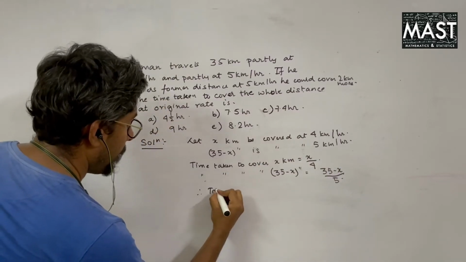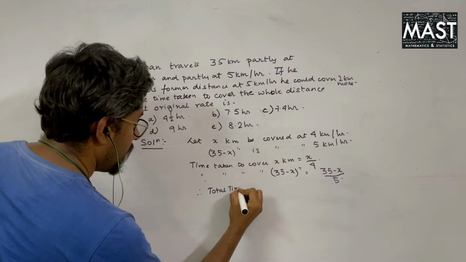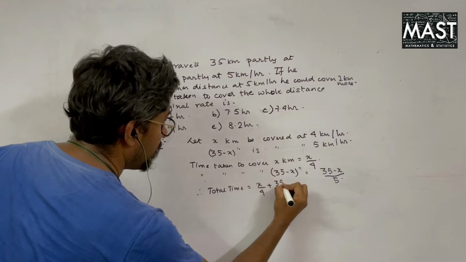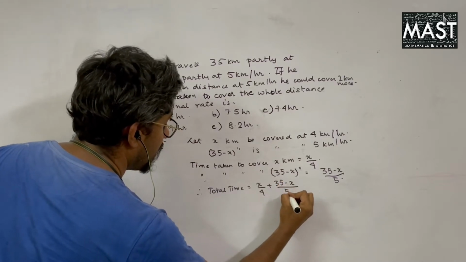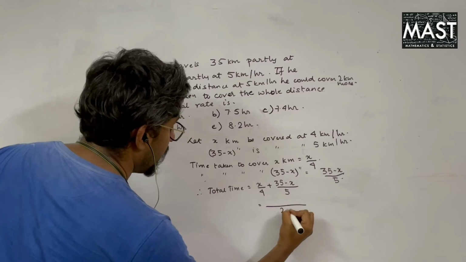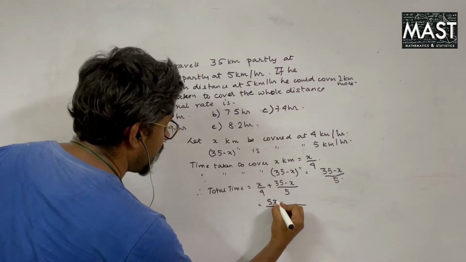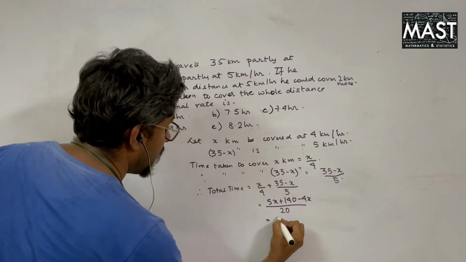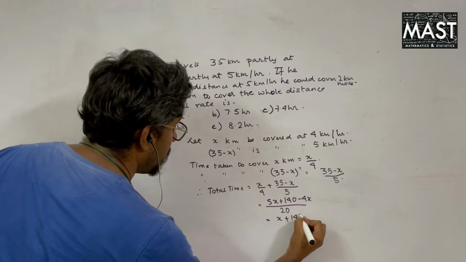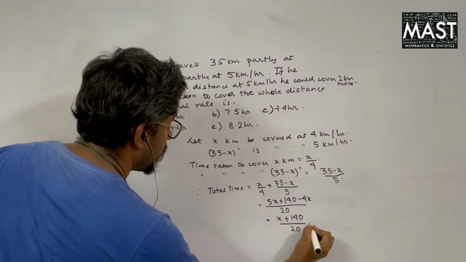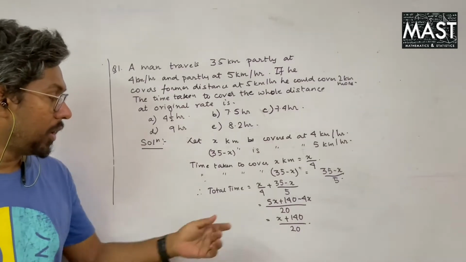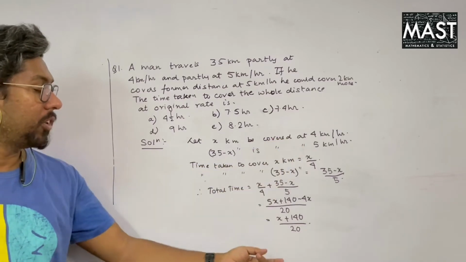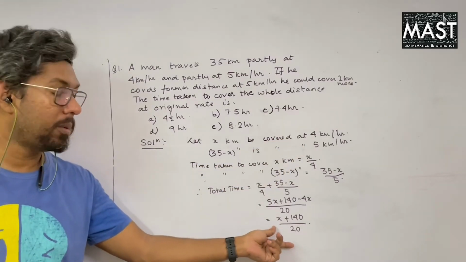Therefore, total time equals x by 4 plus (35 minus x) by 5. So we get the LCM as 20 and (5x plus 140 minus 4x), which is (x plus 140) by 20. So the total time that is being taken to cover the distance partly at 4 km per hour and partly at 5 km per hour is (x plus 140) by 20.